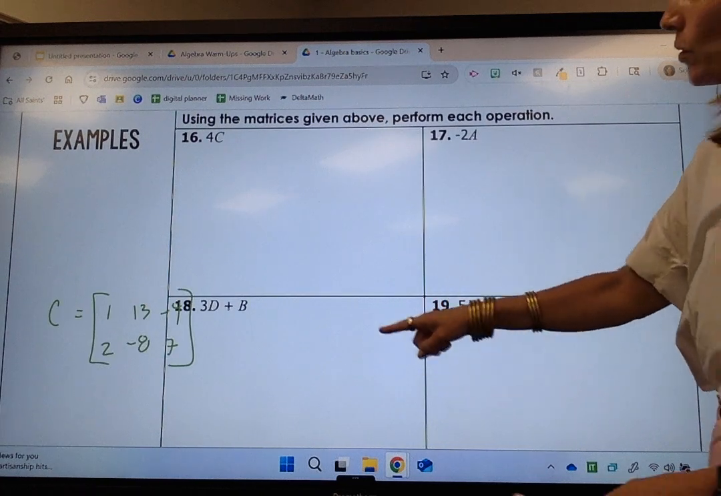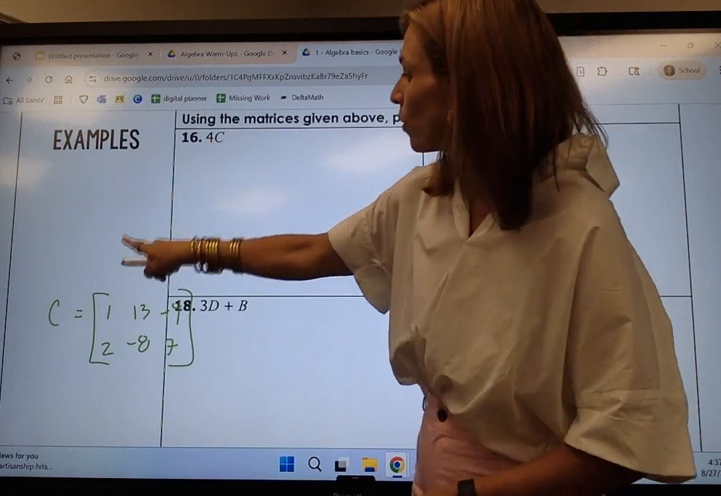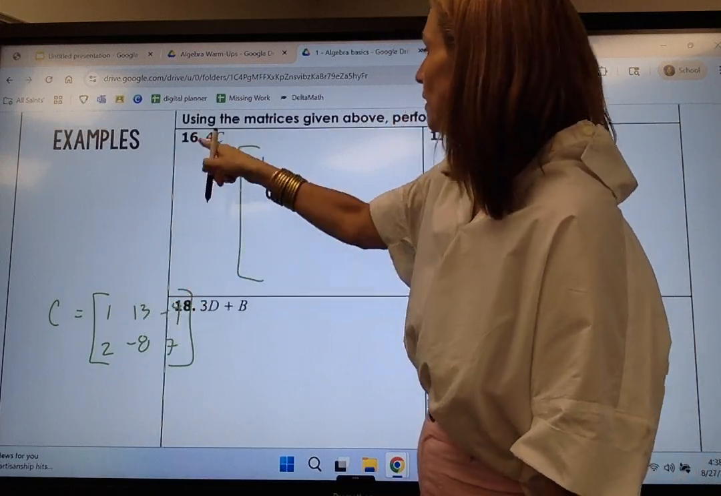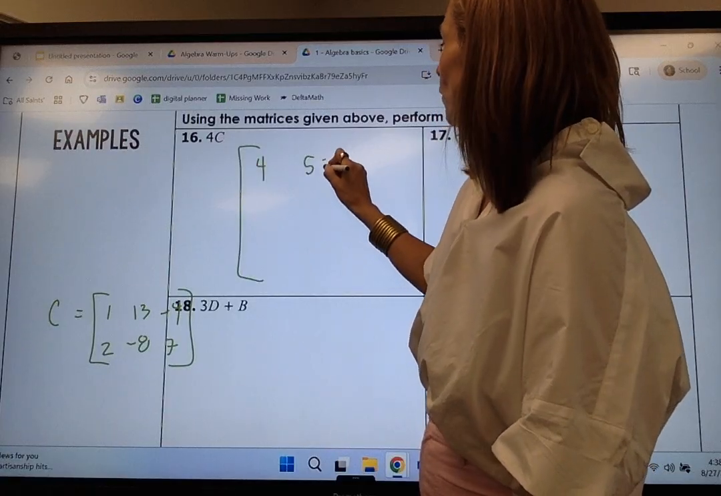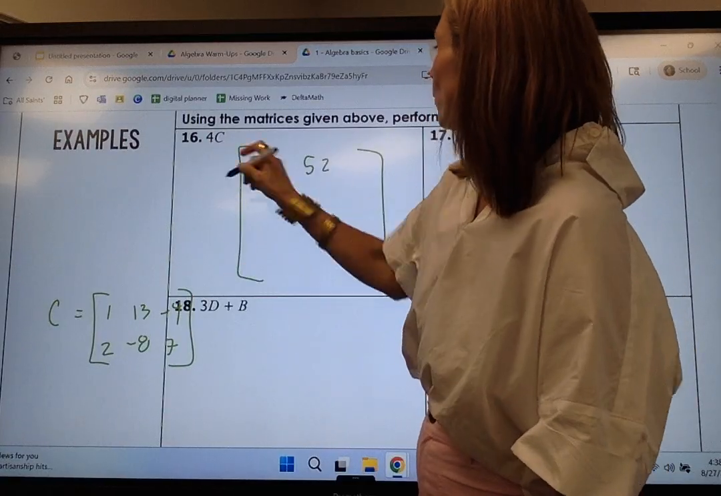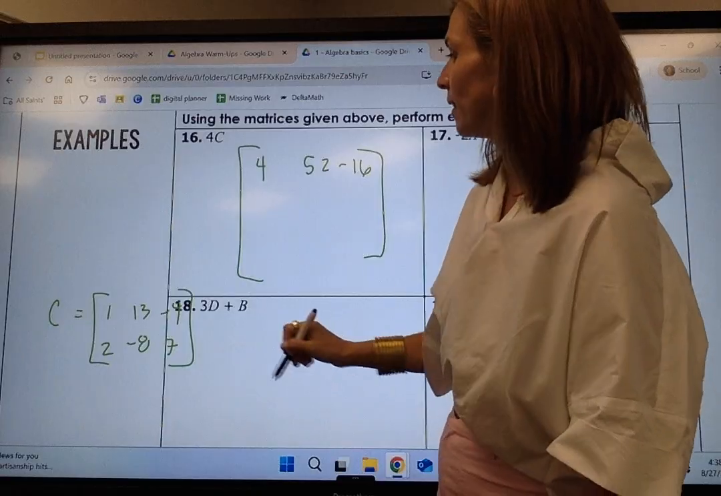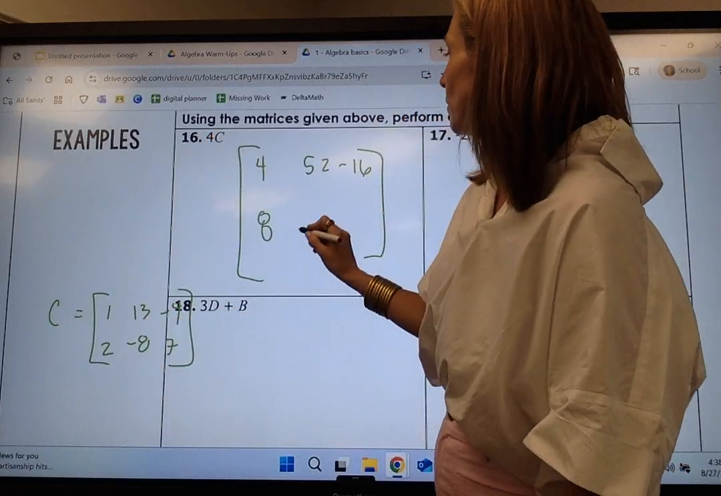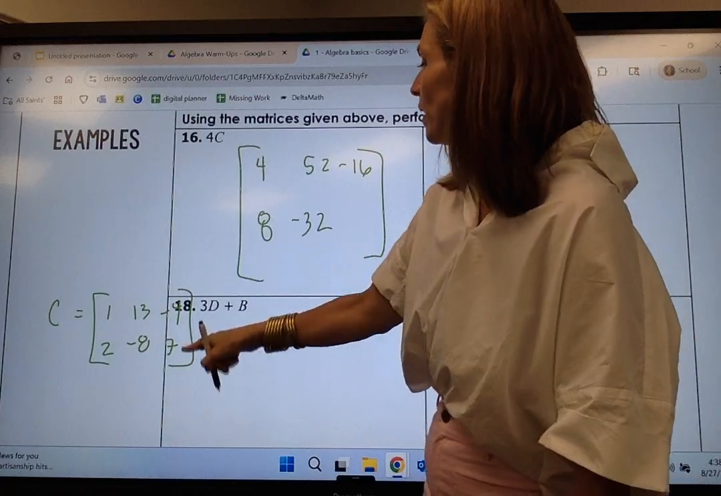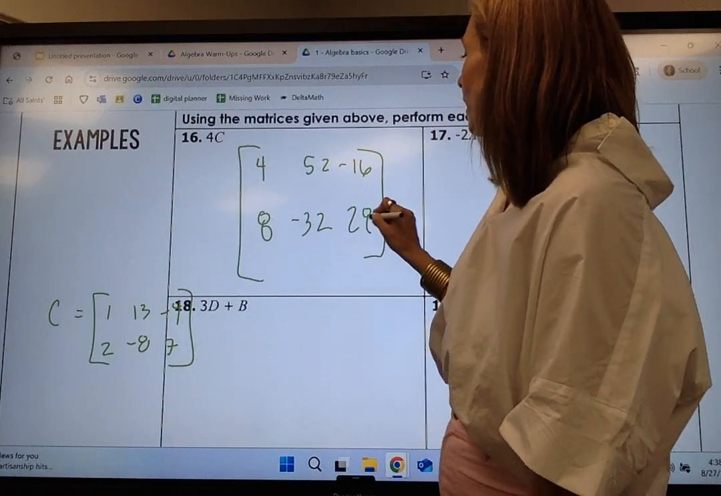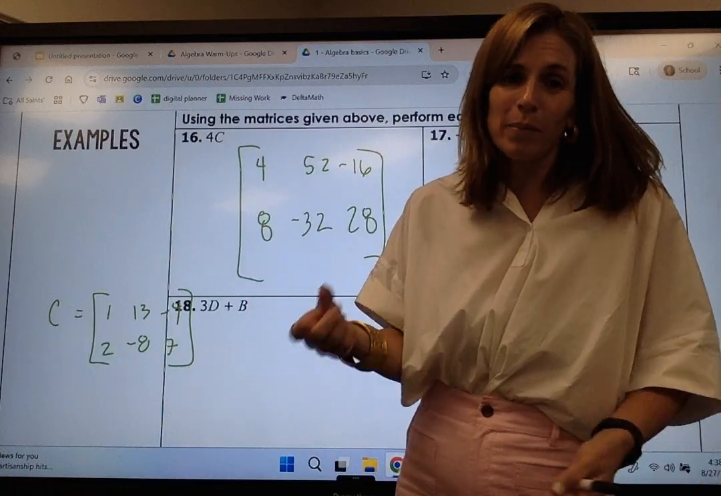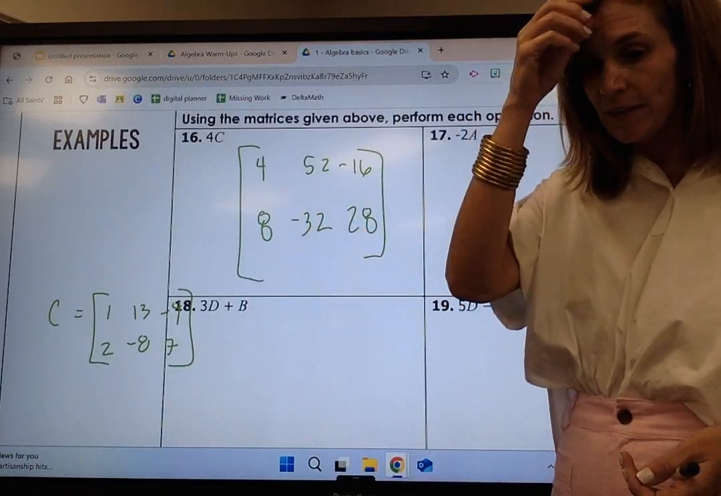There we go. So C, I'm going to multiply 4 times 1 to get 4. 13 times 4 to get 52. Negative 4 times 4 is negative 16. 2 times 4 is 8. Negative 8 times 4 is negative 32. 7 times 4 is 28. So it still creates a 2 by 3. You're just multiplying it by whatever that scalar number is.